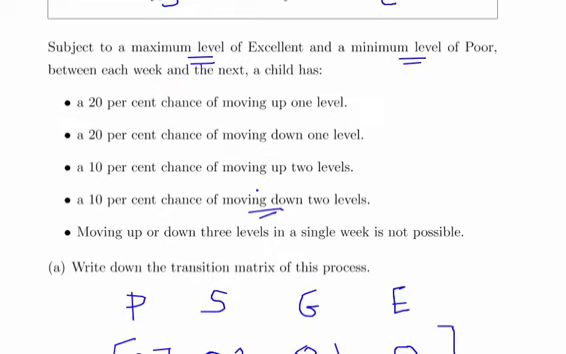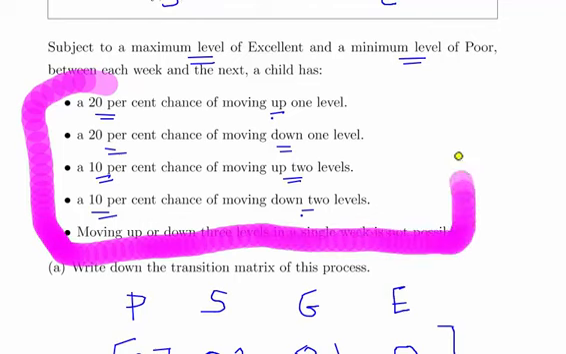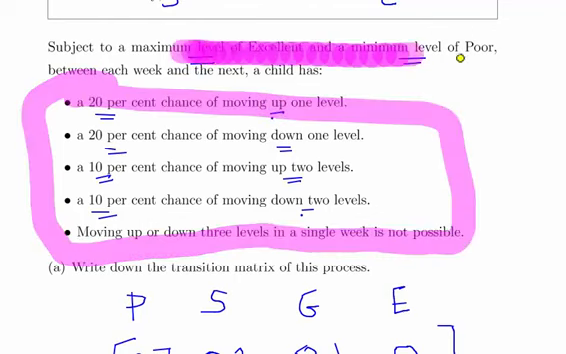There is a 20% chance of moving up, and a 20% chance of moving down 1 level. A 10% chance of moving up 2 levels and a 10% chance of moving down 2 levels. And it's not possible to move up or down 3 levels in a single week. Now, this actually is all the information that we have to go on here, but we're additionally told this: maximum and minimum levels of poor.